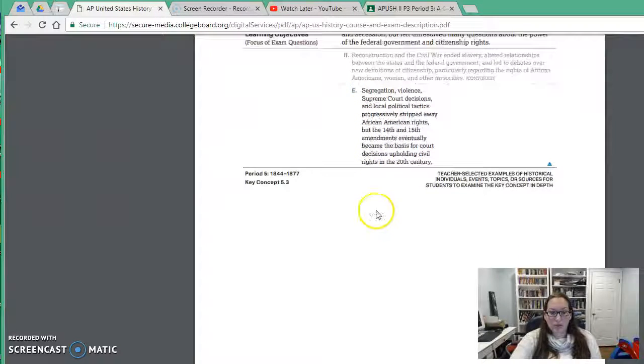It's just continued. So lastly is E, segregation, the growth of Jim Crow, violence, the KKK, Supreme Court decisions. It's probably talking about here like the Slaughterhouse Cases, and local political tactics progressively stripped away African American rights, but the 14th and 15th Amendments eventually became the basis for court decisions upholding civil rights in the 20th century. Hey, I already said that, didn't I? Okay.